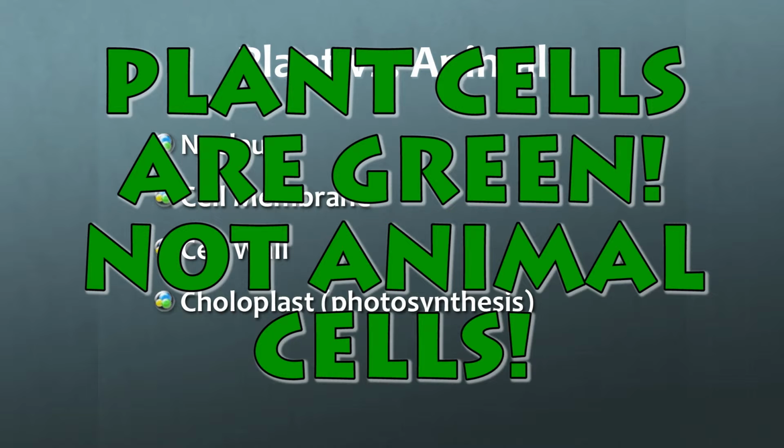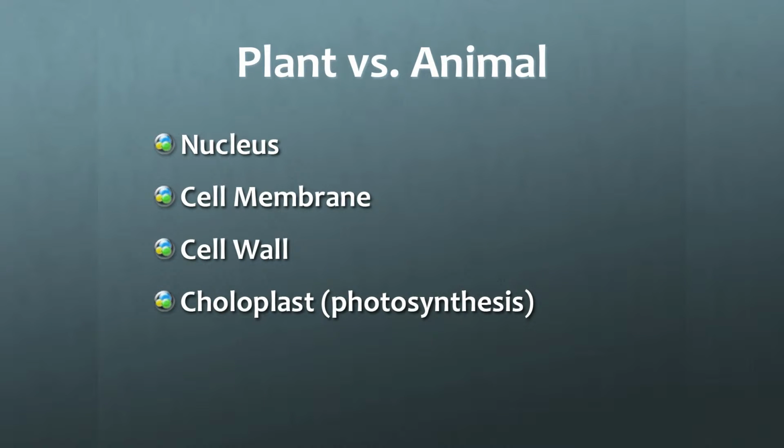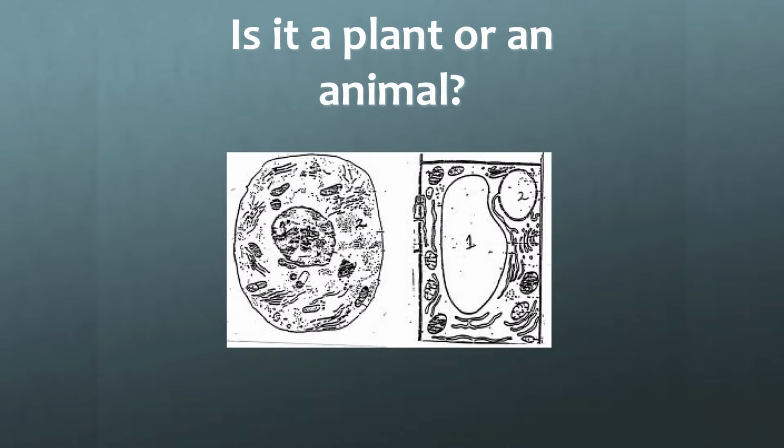You can also look for shape. In general, plant cells are rectangular or have sharp edges, while animal cells are usually round or have smoother edges. So let's look at this. There are 2 pictures. One of them is a plant cell, one of them is an animal cell. Look at them and decide which one has a cell wall and which one has chloroplasts. Try and figure out which is which.